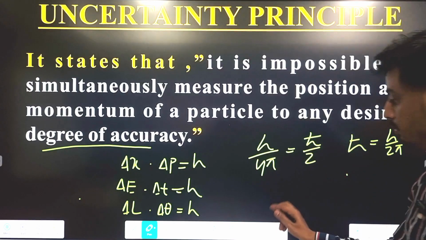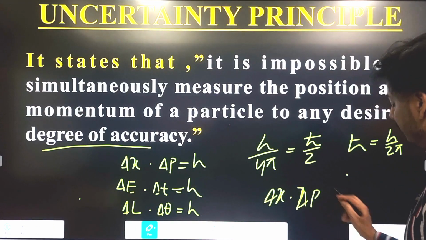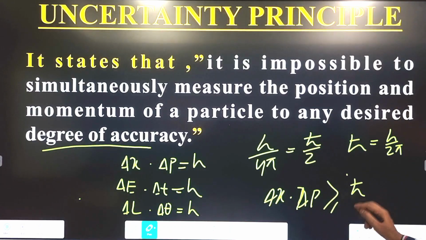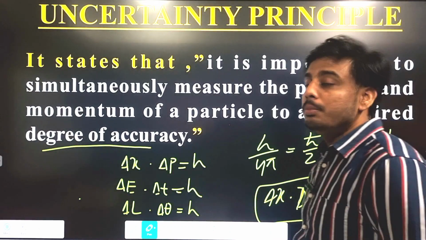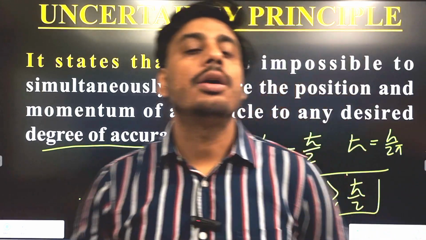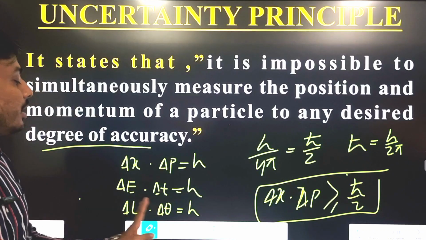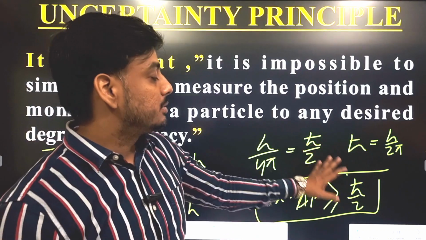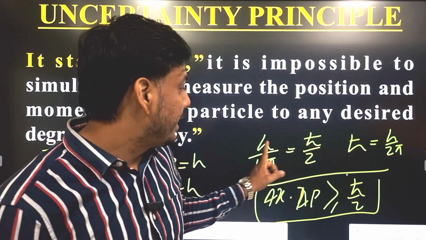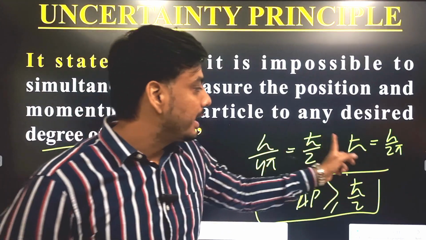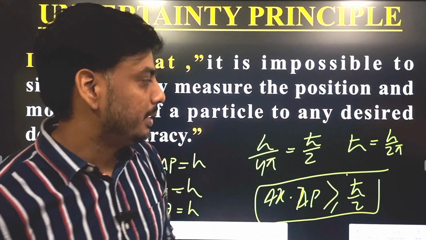This is another constant. So you can also write delta x into delta p is greater than or equal to h cross by 2. This is the minimum value. Whenever there is a numerical to calculate uncertainty in position or momentum, or similarly between energy and time, or angular momentum and angle, you have to use this value because this is the experimental value, which is equal to h by 4 pi or h cross by 2. H cross is just a symbolic representation of another constant, which is equal to h by 2 pi.